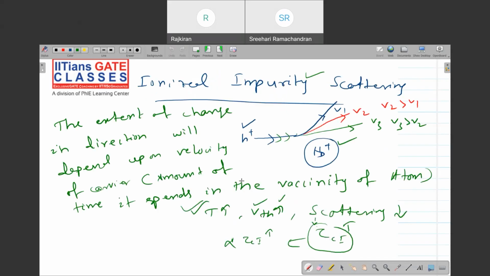If I have more number of charges, what will happen? This particle will see more number of particles, right? So it will scatter more. Okay, so scatter more means mobility is less, na? Yes, so that's what I'm telling.